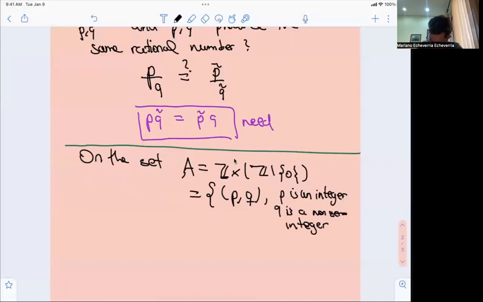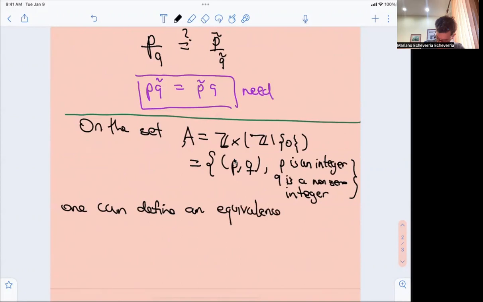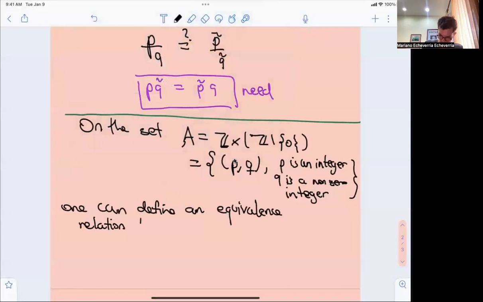So on this set, one can define an equivalence relation. Let's call it R, where P, Q is related to P tilde, Q tilde. What do you think would be the relation? It's essentially the one that I wrote in purple, right? That P Q tilde equals P tilde Q.